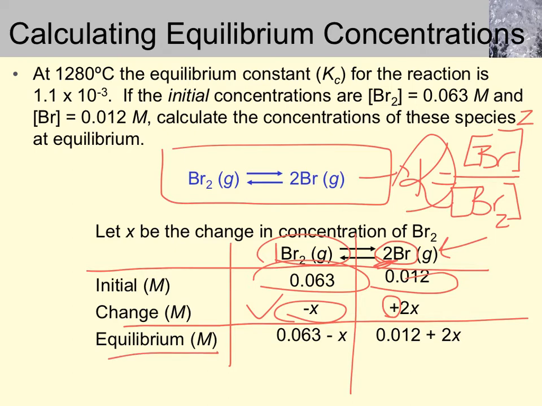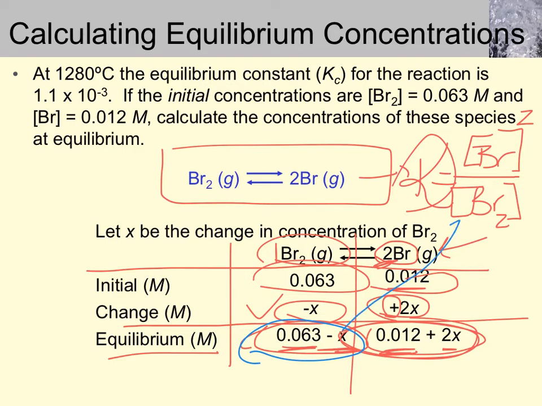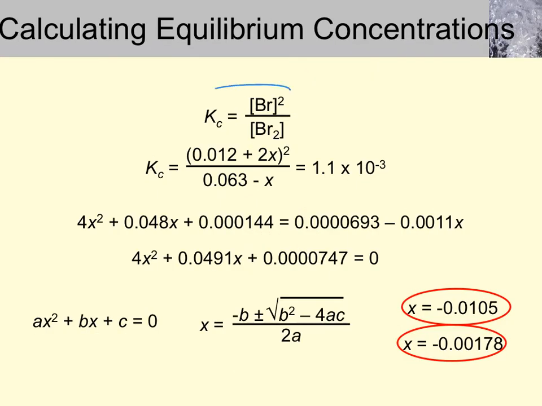So the equilibrium concentration of molecular bromine is the initial concentration minus X, and the equilibrium concentration of the bromine atom is, again, the initial concentration plus 2X. Now you take these equilibrium values and you plug them as they are back into the expression for the equilibrium constant. All right, so let's just rewrite the expression.